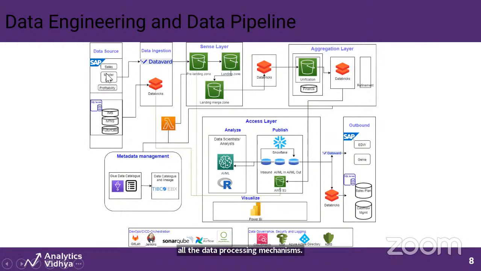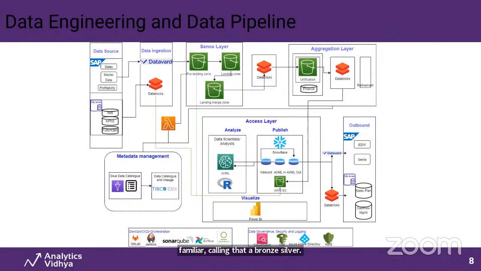So the data source is there, and either we pull the data, or the data generators push the data to our layer. The first layer is a sense layer. I'm calling this a sense layer. In different architectures, you may be familiar with calling that bronze, silver, and gold data.